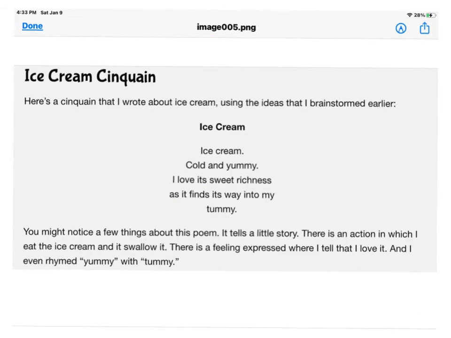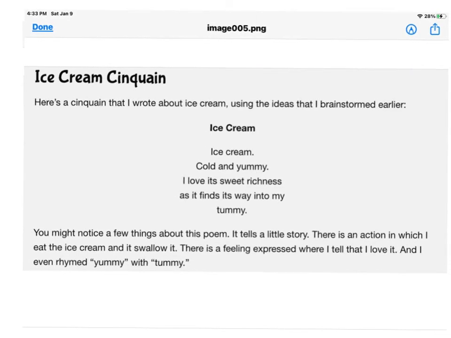All right, we're going to talk about how many syllables I need to have for each line of my poem. Up here I have my title, okay? And on my first line of my poem, I'm going to have 2 syllables. So right here, ice cream. You can use your fingers to count them. My next line is going to be 4.